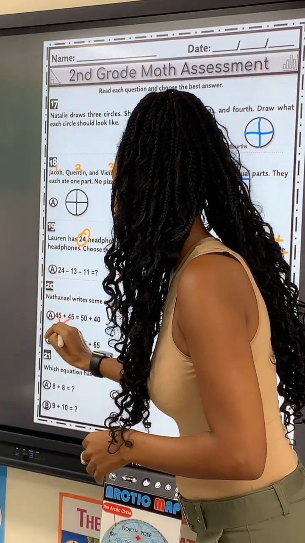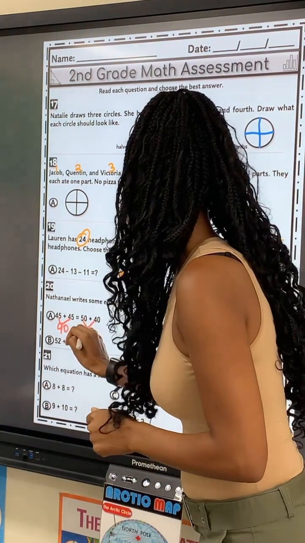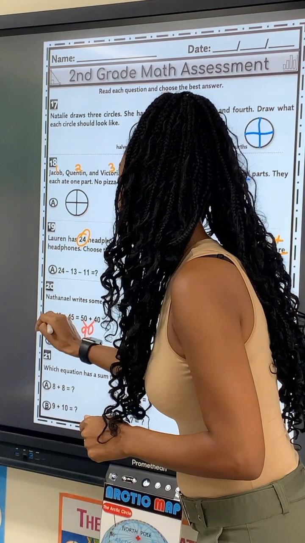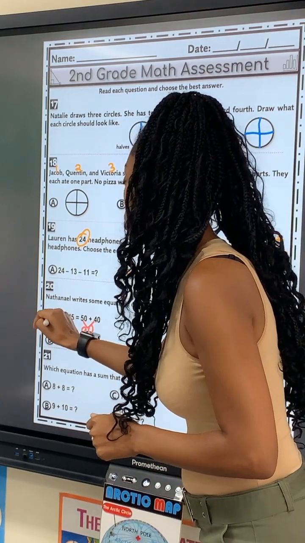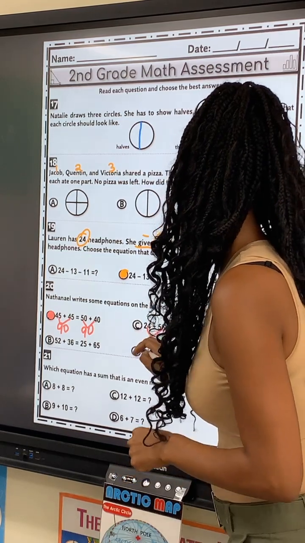45 plus 45 is 90. 50 plus 40 is 90. So that would be a correct equation, so I would bubble in that one. 24 plus 56.